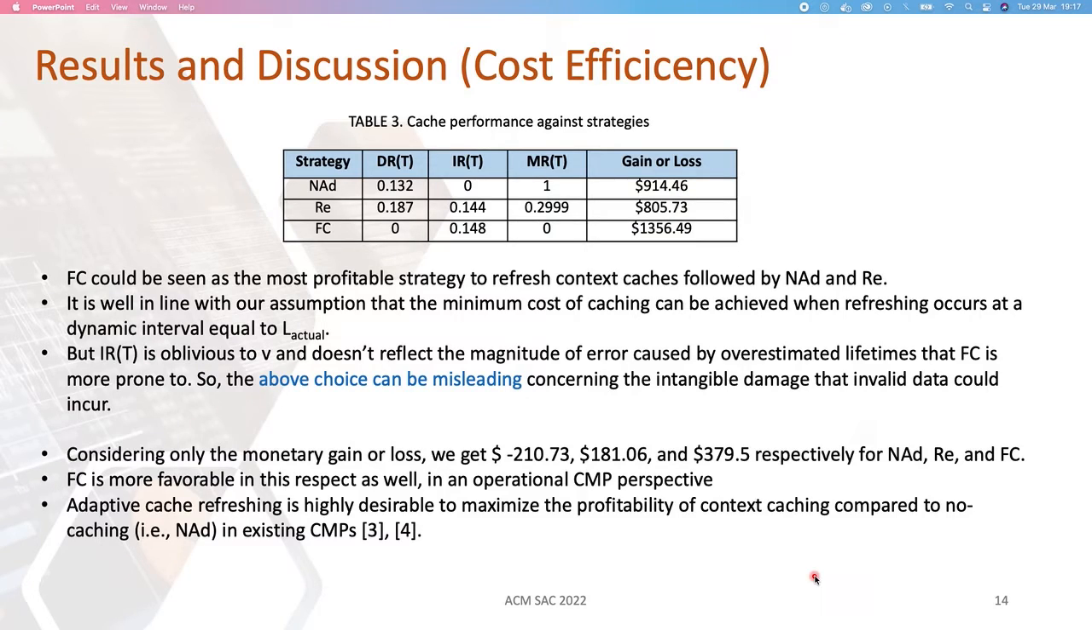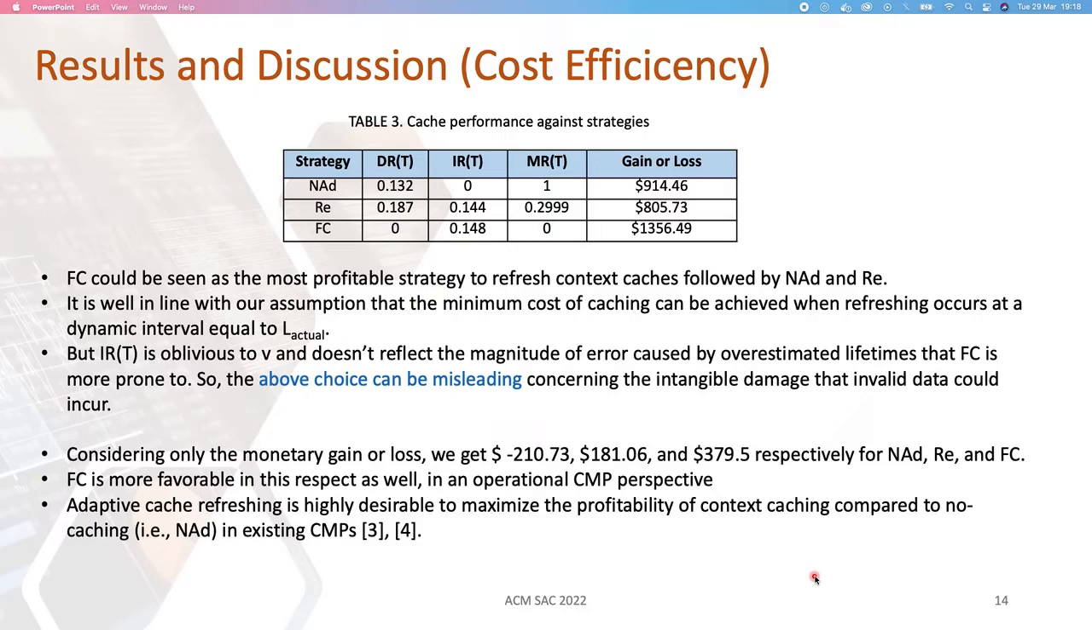Overall, the proactive retrieval strategy, the full coverage, was most profitable in terms of the gain or loss. It is the same considering the monetary profitability as well. Non-adaptive strategy is clearly unprofitable monetarily, which clearly signifies the importance of caching and adaptation for context management platforms. However, one of the important aspects that we cannot forget is the quality of context that full coverage is most prone to, despite the profitability.